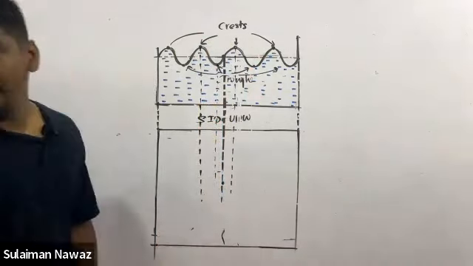Then if I mark again all the troughs together, there will be circular shape geometry. You got it? Then if we mark again all the crests together, then we are getting circular shape geometry.